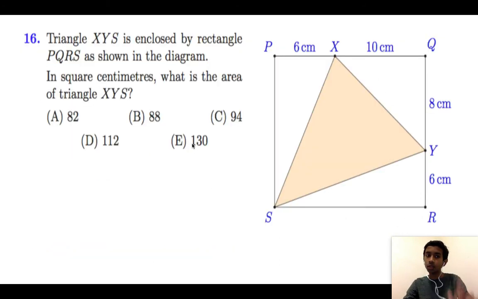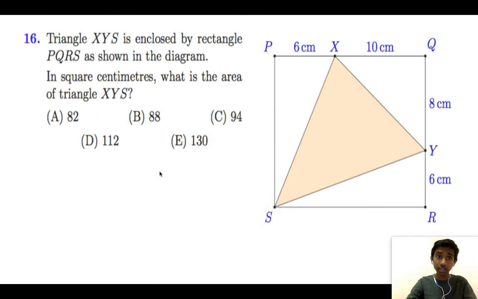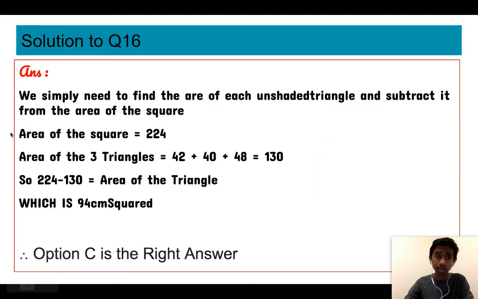So moving on to the next question. Question 16. This is one of the easy questions. Triangle XYS is enclosed by a rectangle. So what we need to basically do is find the area of all of these smaller unshaded triangles, and then subtract it from the area of the rectangle. The area of the rectangle is 16 times 14, right? So let me show that in the detailed explanation.